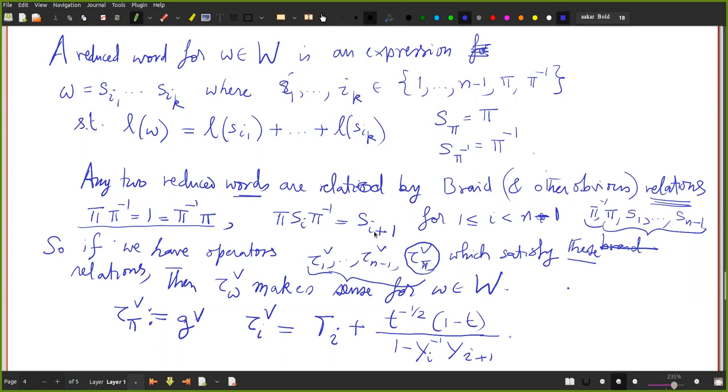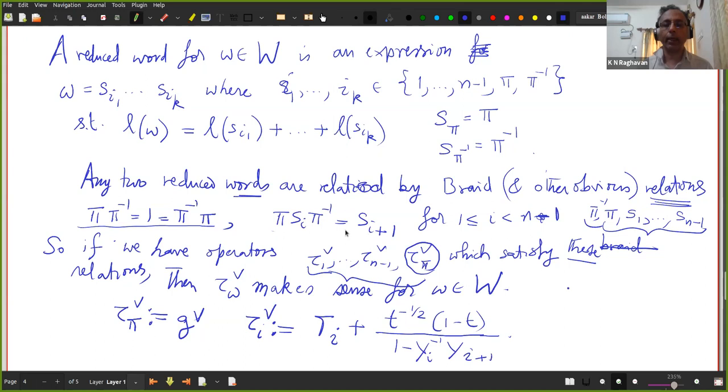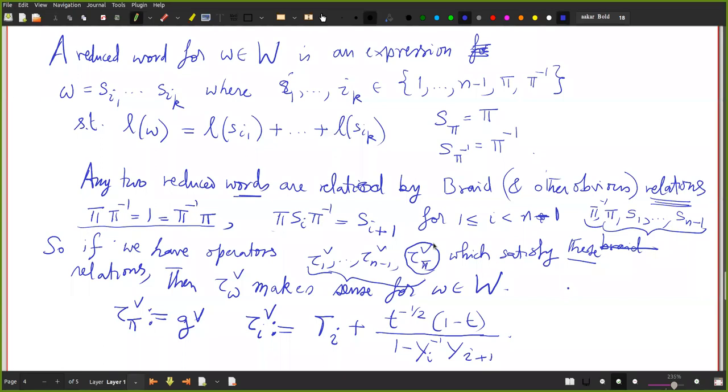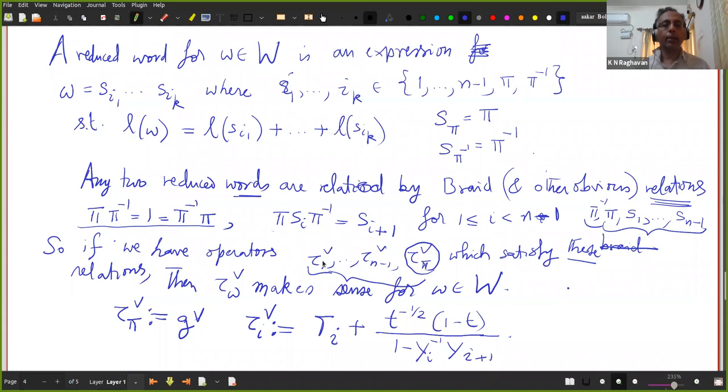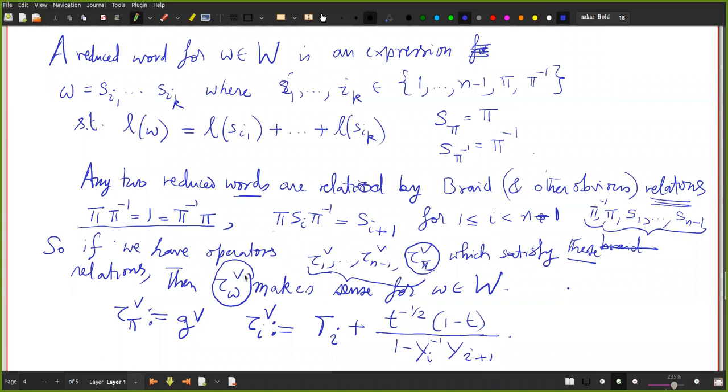No, these are not relations, these are the definitions. The pi s_i pi, correct. There, I should interpret pi as tau_pi check, and pi inverse as the inverse of that operator. And if these relations are satisfied, then you say that they act on this polynomial ring that you just defined earlier. Right, Laurent polynomial ring.